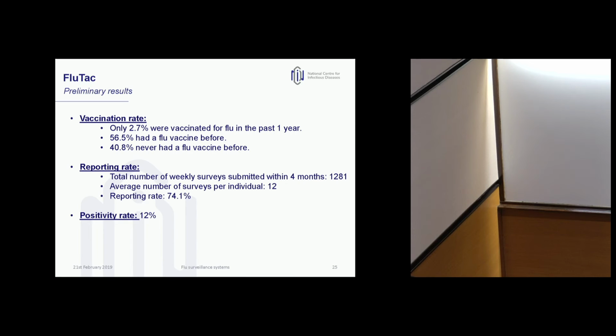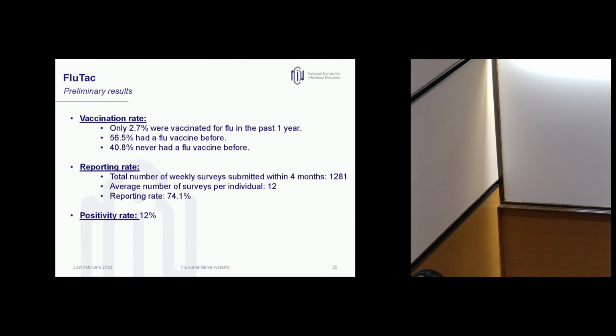So yeah, just a little bit of preliminary results here. As you can see, the vaccination rate here is very, very low. Only 2.7% were vaccinated for flu in the past 1 year. About 57% of them said that they had a flu vaccine, but they cannot remember the date, which means that probably it was more than a year ago. And 41% of them never had a flu vaccine before. And we are talking about working adults.